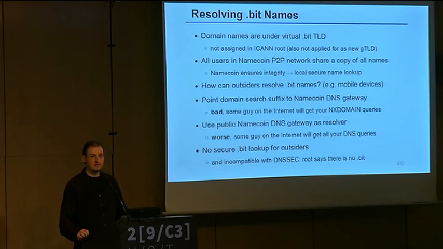And there are two methods to do this, and one is bad and the other is worse. The first method is you configure a domain search suffix in your operating system to point to a Namecoin DNS gateway. And whenever you type in a .bit name, your resolver will first go to DNS. It will find out, okay, .bit doesn't exist. You get an NXDOMAIN, and then your operating system will append this suffix, and this suffix will point to a Namecoin DNS server, and the resolver will now retry to resolve this name.